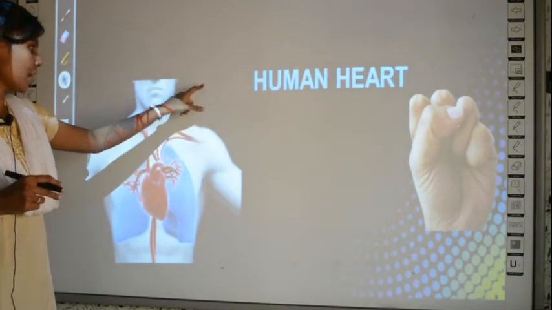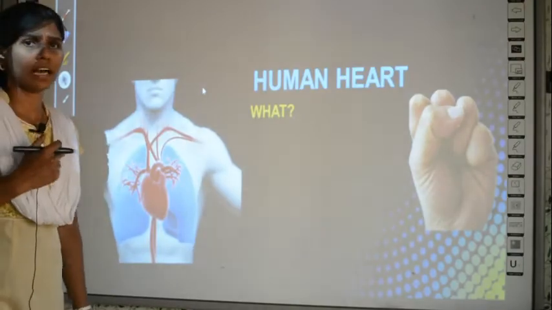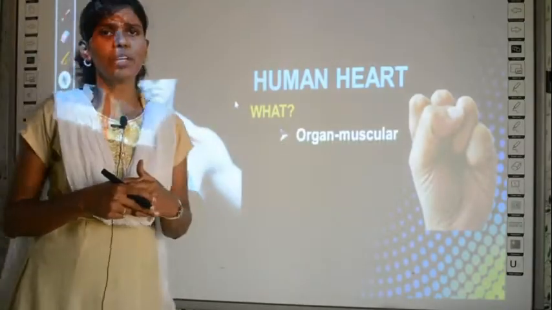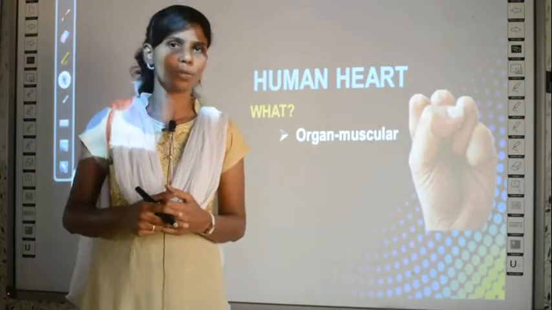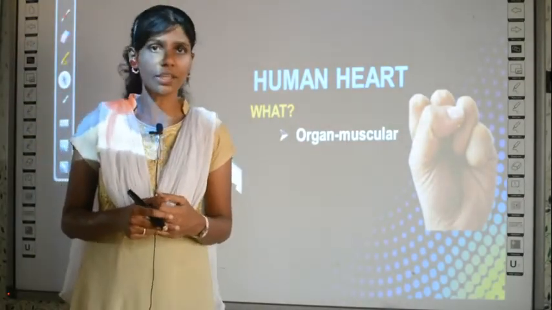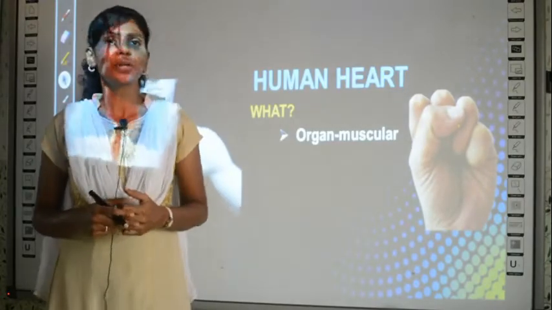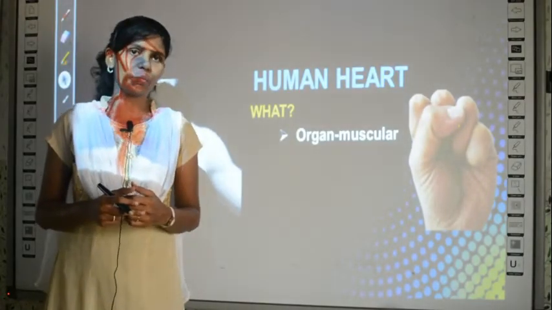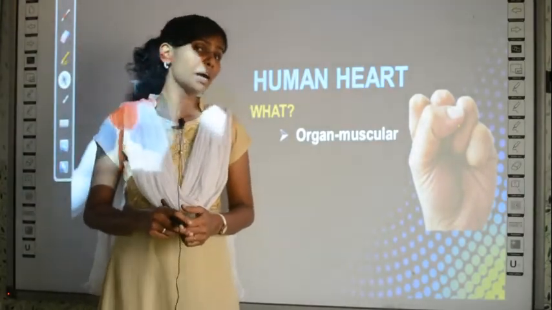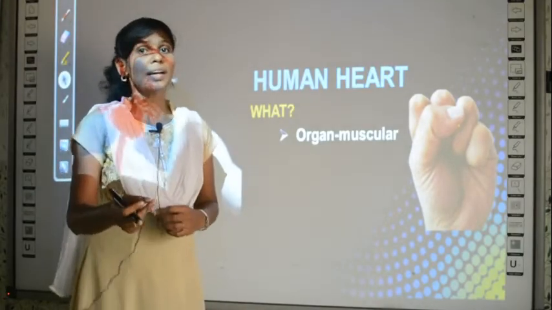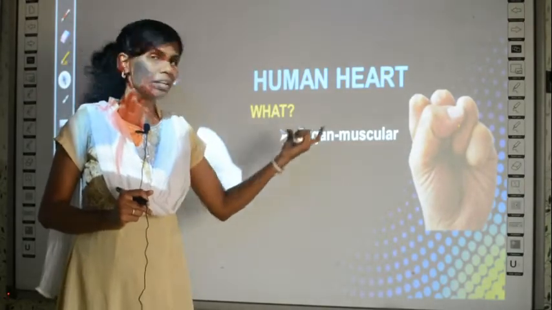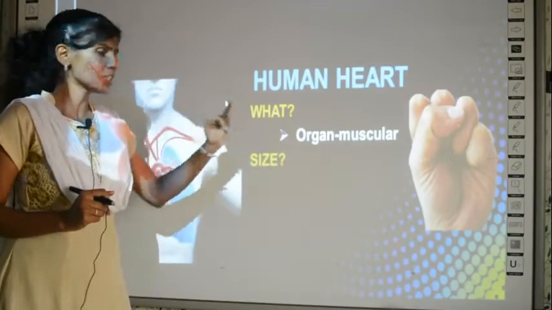So, the human heart. What is the heart? First of all, you should know what a heart is. The heart is an organ. Just like the many organs you have in your body, the heart is also an organ, but it is called a muscular organ. Why is it called a muscular organ? It is made up of muscles. What type of muscles? It is made up of a special type of muscles called cardiac muscles. What is the name of the muscles of your heart? They have a special name, cardiac muscles. So the heart is a muscular organ because it is made up of muscles.